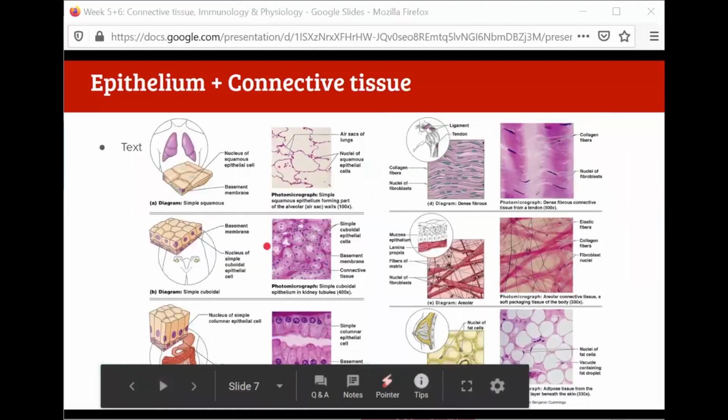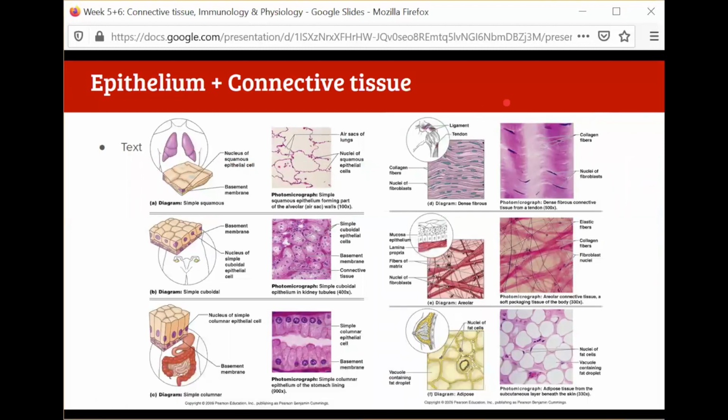Next thing, epithelia. Sorry. Just a diagram pulling together epithelia and what we're learning today with the connective tissue. On the left-hand side, we see simple squamous, simple cuboidal, simple columnar with some nice histology showing also next to the organs that they can be found in. It's just a nice little example.